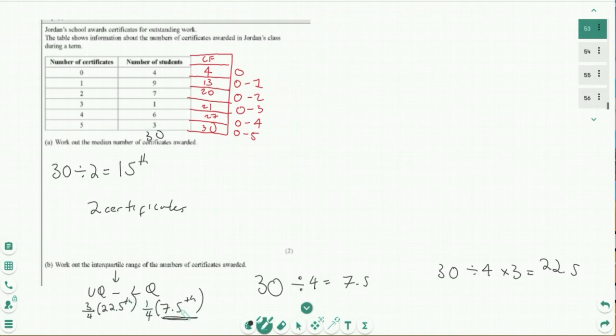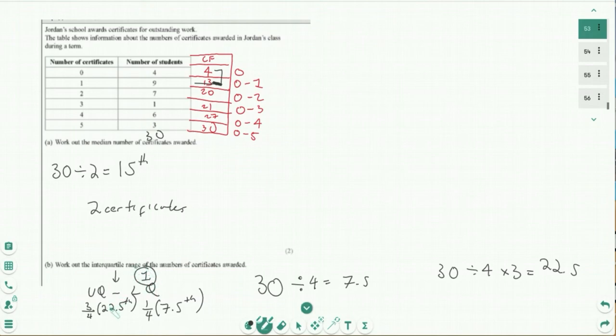So let's look for the 7.5th person. Well, 7.5 lies between 4 and 13. We always choose the bottom rung. So the bottom rung is going to be this one over here. 1 certificate. So the lower quartile is 1 certificate.